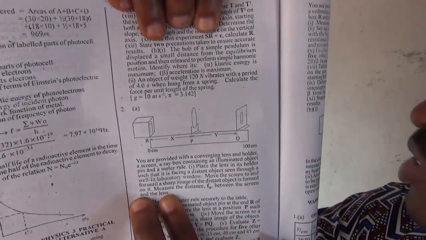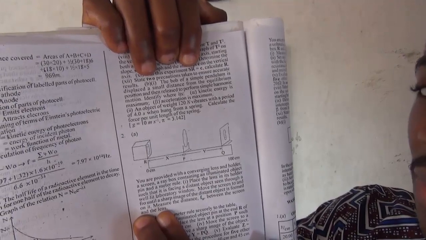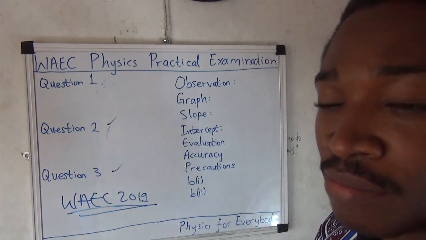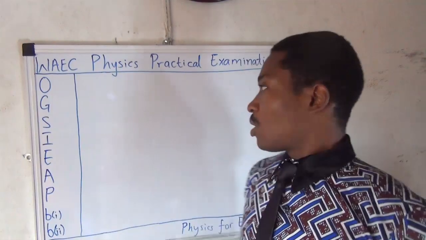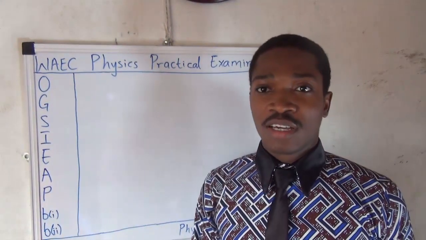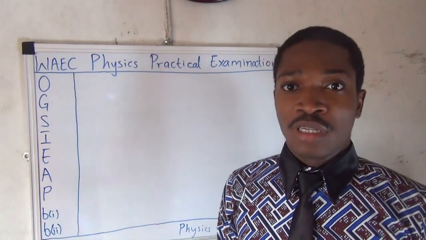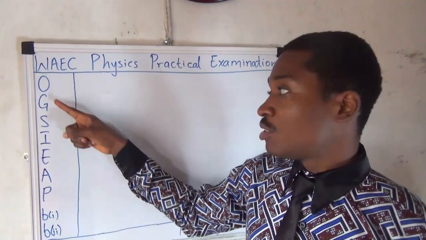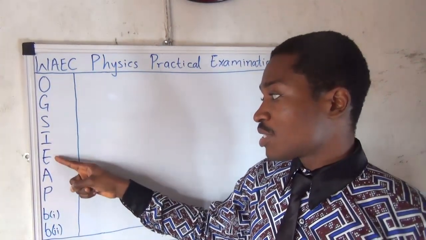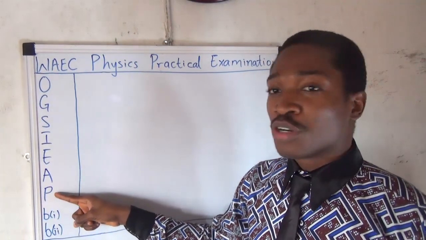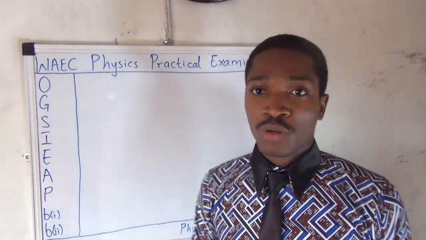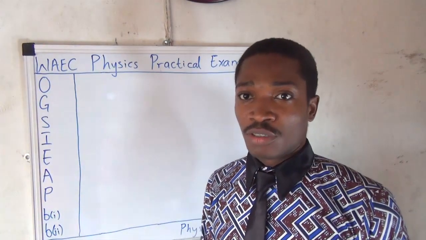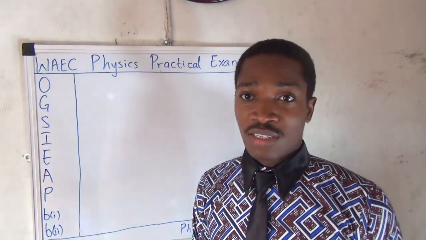Now let me start taking my measurement on this board here. Don't forget, you'll be graded on these headings. Let me start. So I want to work with this space. I've transferred the subheadings under which your exams will be graded to this side. Though I abbreviated it, it is your observation, your graph, slope, intercept, evaluation, accuracy, precautions, and the two questions you will be answering at the end. Now, starting with your observation. You know, I said I'll be using WAEC 2019 as a sample.